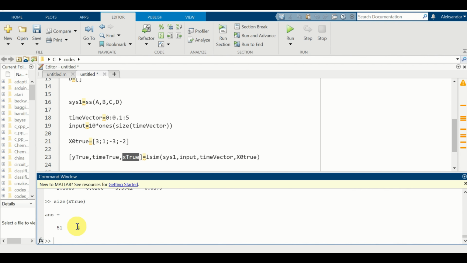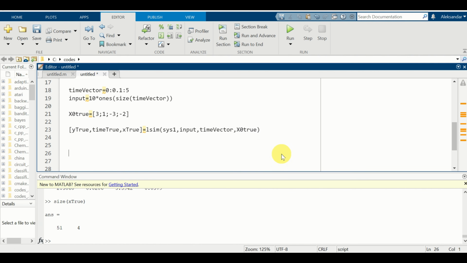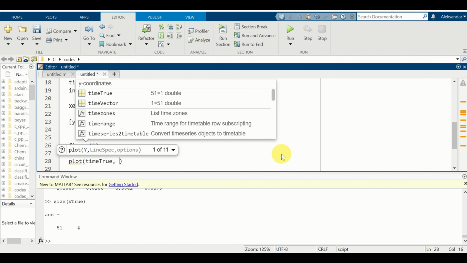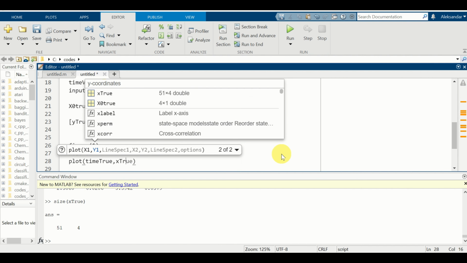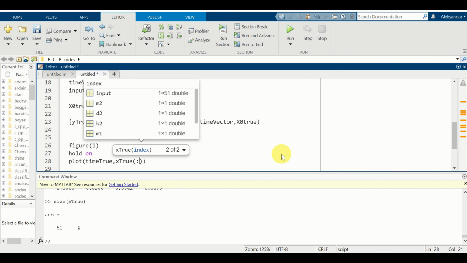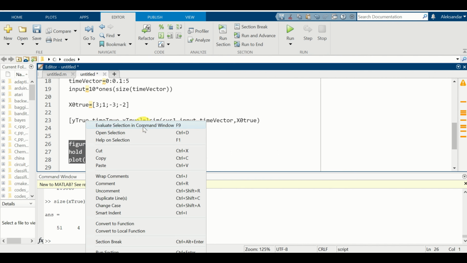Perfect. Let us now plot the results. Let's see the system's response. To do that, we need to create a figure. Then over here I will use hold on, and I will type plot time true, and over here I will plot x true, and I will plot, for example, only the first state. Let's see the first state.